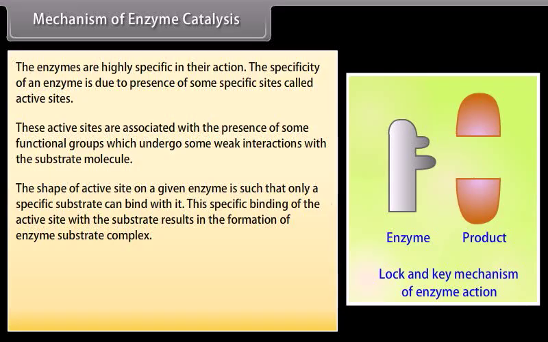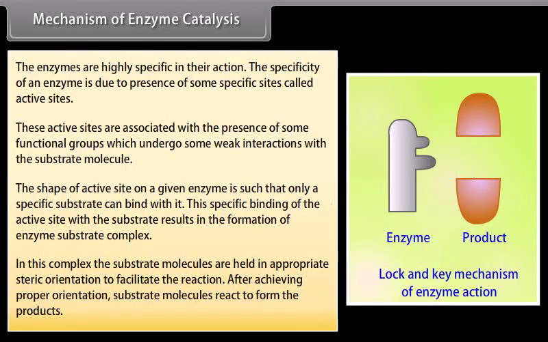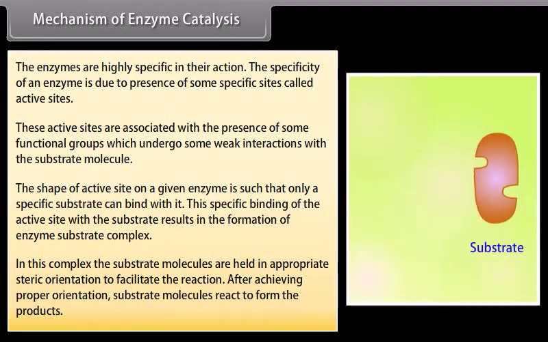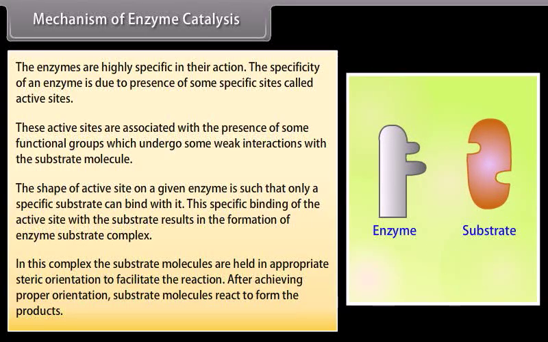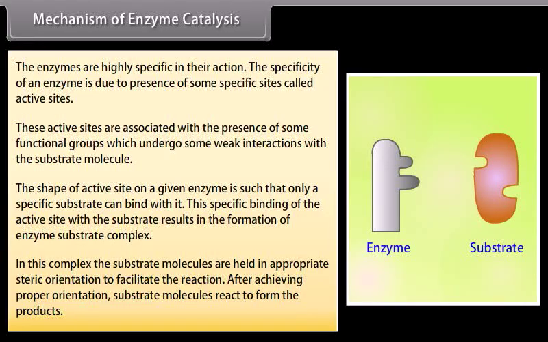it. This specific binding of the active site with the substrate results in the formation of enzyme-substrate complex. In this complex, the substrate molecules are held in appropriate steric orientation to facilitate the reaction. After achieving proper orientation, substrate molecules react to form the products. As product molecules do not have affinity for the enzyme surface, they immediately leave the surface so that fresh substrate molecules bind with the active site.